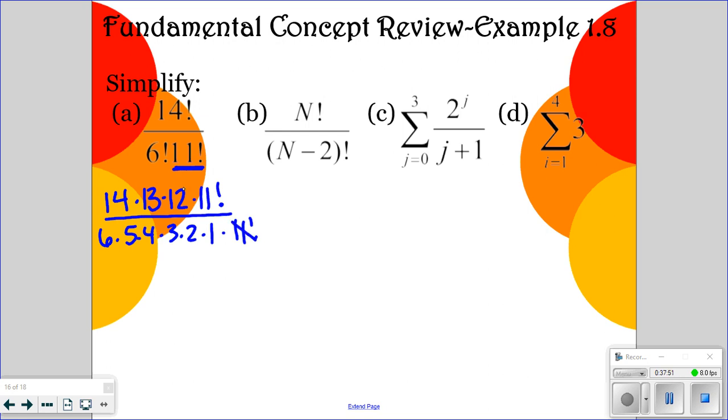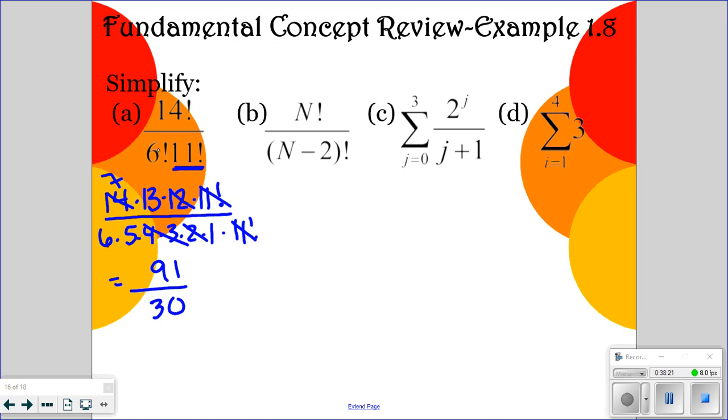So the 11 factorials cancel. And then the 12 cancels with the 3 and the 4, because that multiplies to give you 12. The 2 can cancel with the 14 to make that a 7. And so then you can just do simple math. 7 times 13 is 91. And then in your denominator you have 6, 5, and a 1, which is just 30. So 91 over 30 doesn't reduce, so you can just leave it like that.